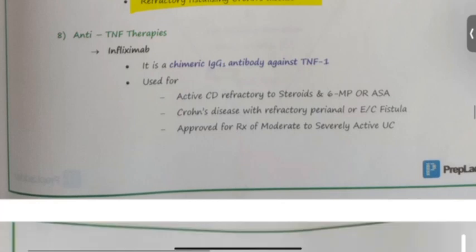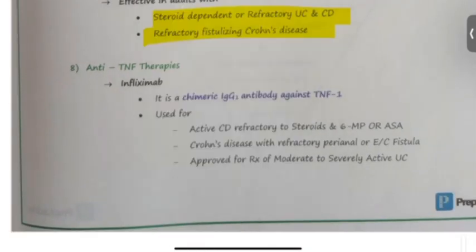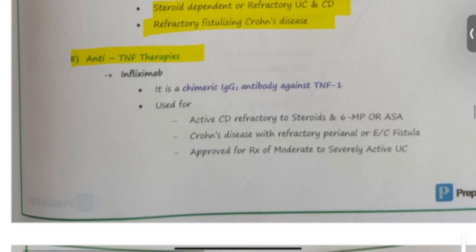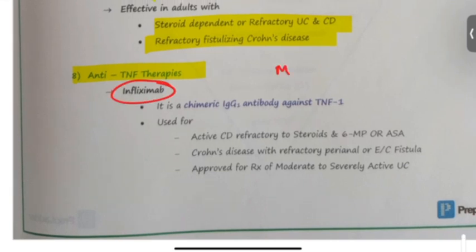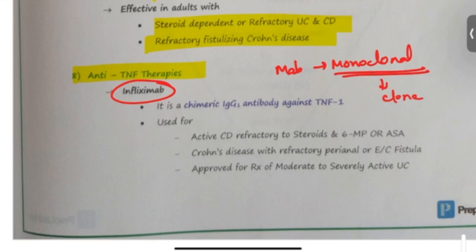Okay, now coming to the eighth type of drug, that is anti-TNF therapies, tumor necrosis factor basically. Okay, so this includes monoclonal antibodies. The first one being infliximab. MAB means monoclonal antibody. So these are developed from one clone of cells, hence the name monoclonal.